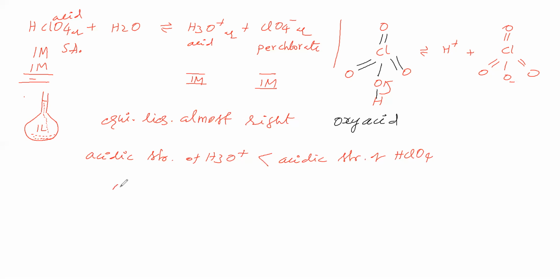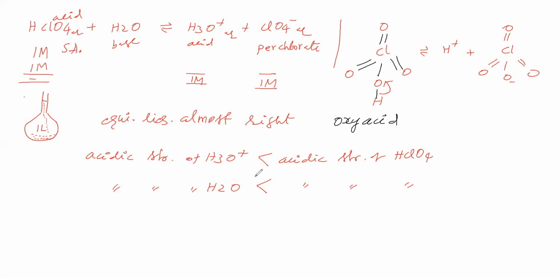Then we'll see the acidic strength of H2O and the acidic strength of HClO4. Here HClO4 is donating H plus, therefore it is an acid. H2O is taking H plus, therefore it is a base. Therefore, out of HClO4 and H2O, which will have higher acidic strength? HClO4 will have higher acidic strength. Correct? So the acidic strength of HClO4 is greater than the acidic strength of water.